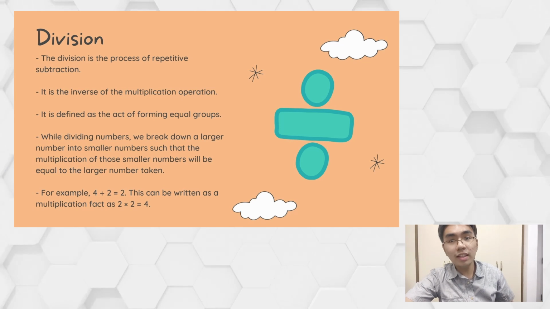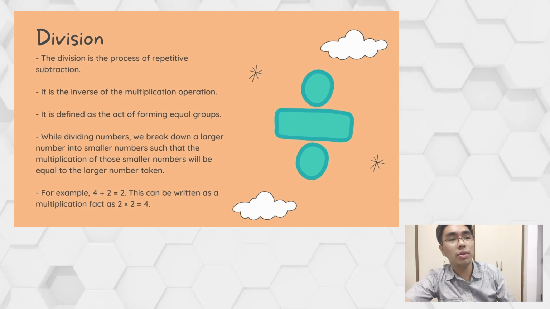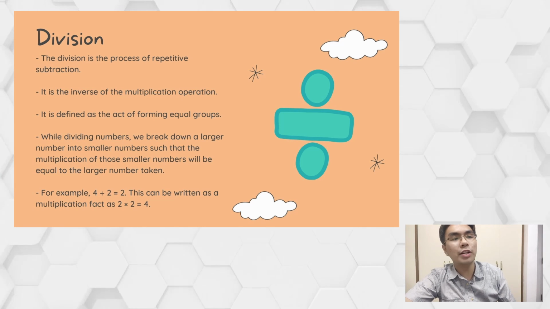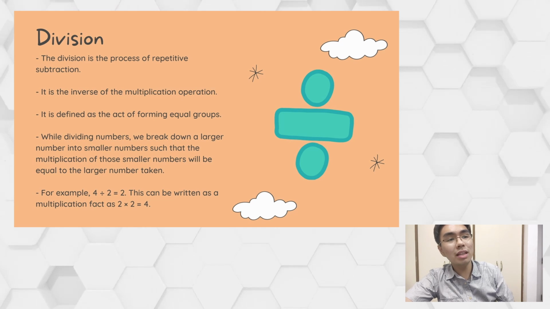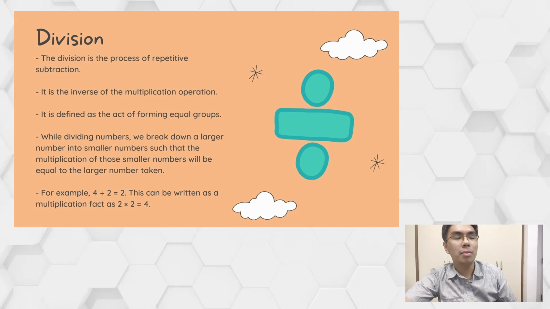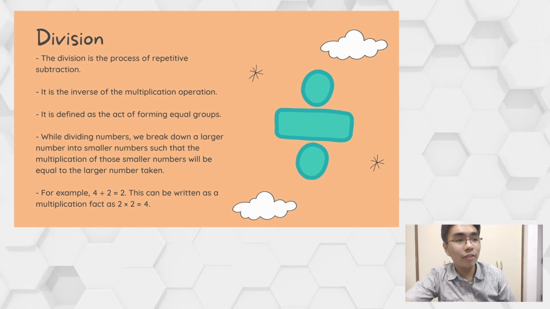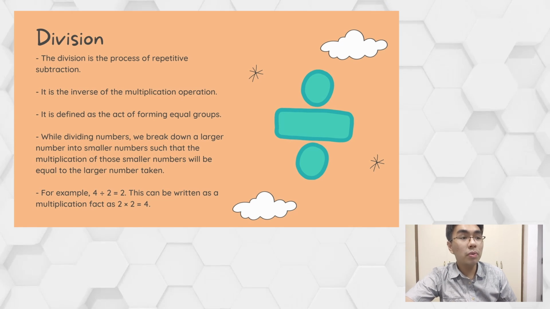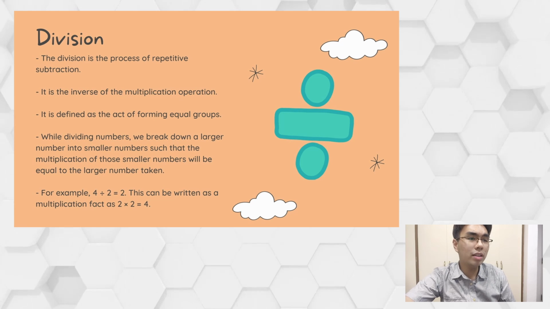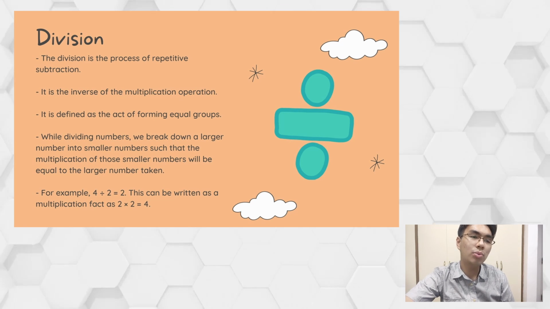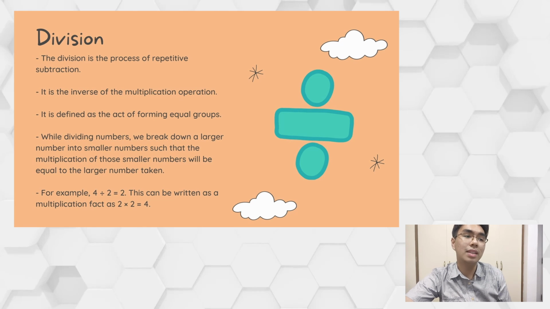Now, we move on to the last operation, which is division. Division is the process of repetitive subtraction. It is also the inverse of the multiplication operation. Moreover, it is defined as the act of forming equal groups. While dividing numbers, we break down a larger number into smaller numbers, such that the multiplication of those smaller numbers will be equal to the larger number taken.